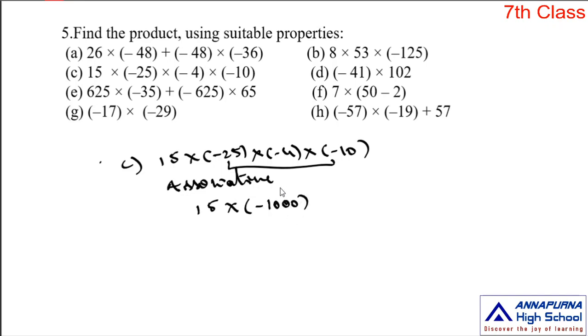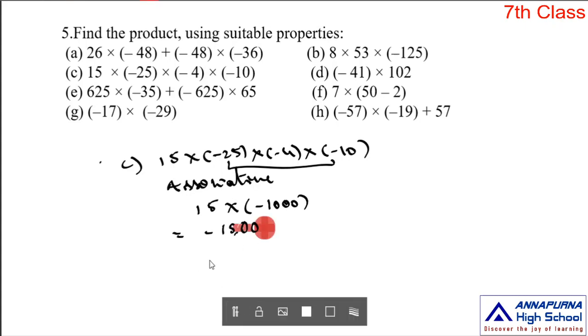1000. Why? Because the product of three negatives, we already learned, when negative integers are multiplied an odd number of times, we get negative only. 1, 2, 3. Here we are multiplying negative integers an odd number of times, so we get negative. 25 fours are 100, 100 tens are 1000. The product of a positive and negative is negative only. So 15 into 1000 is 15,000. So this is the C bit.